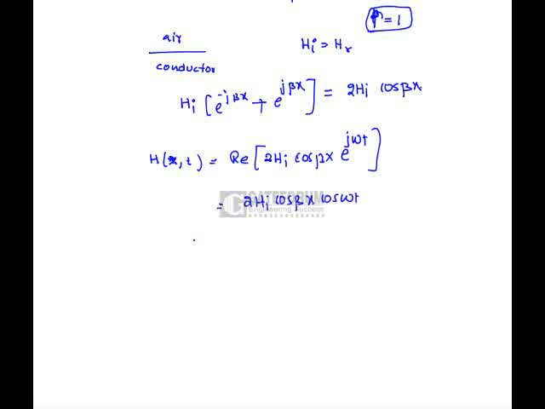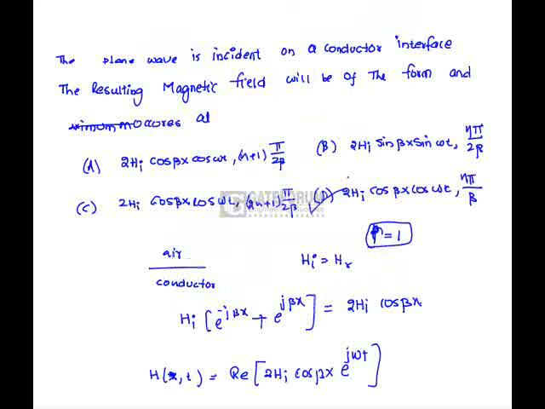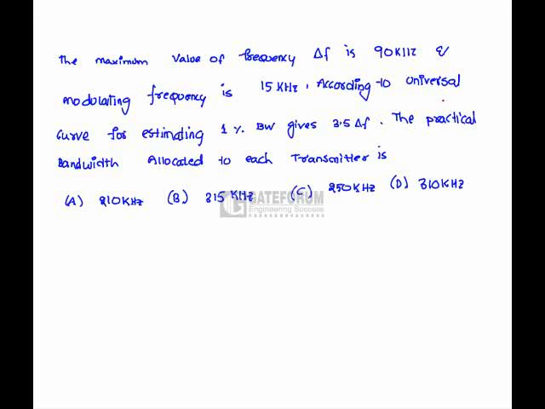So the maximum occurs whenever beta x is equal to 0, plus or minus pi, plus or minus 2 pi. So it is x equals n pi by beta, where n is nothing but 0, 1, 2, 3. Hence from this explanation, option D is correct.